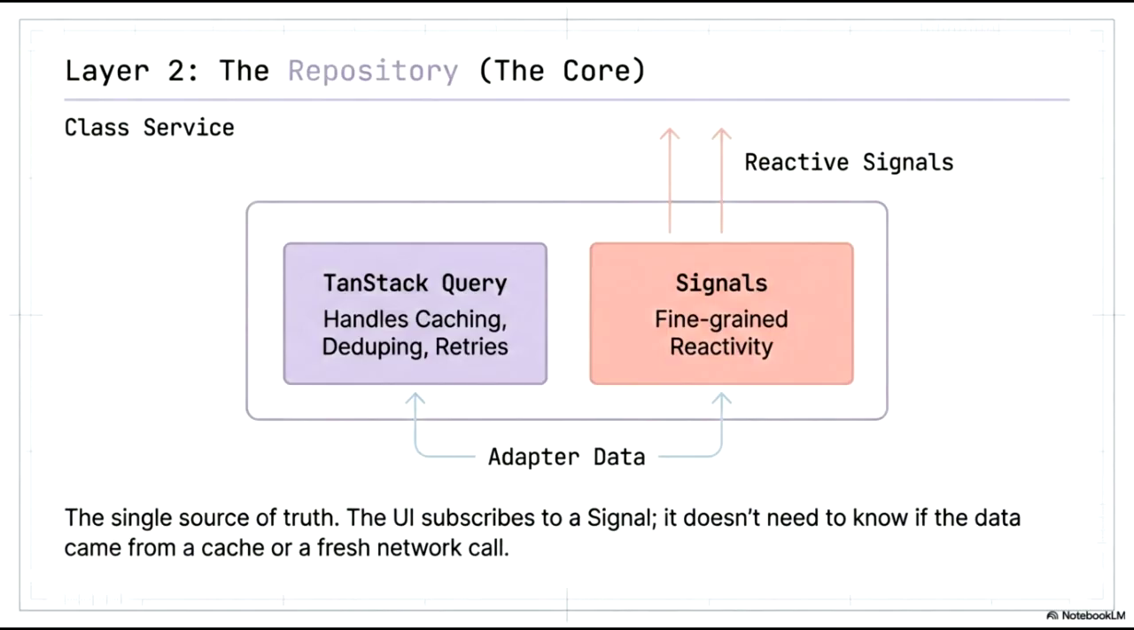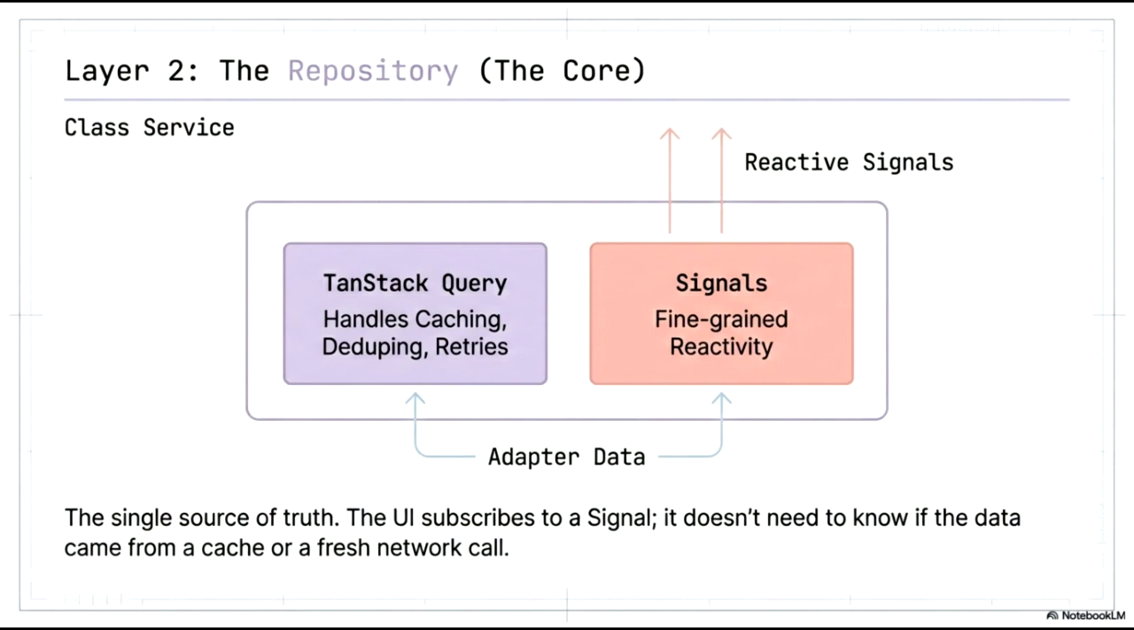Moving into layer 2, we have the repository, which serves as the core of our data management system. Within our class service, we utilize two key technologies working in tandem. First, TanStack Query is responsible for the heavy lifting of data orchestration, handling critical tasks like caching, deduplication, and automatic retries. Alongside it, we use signals to provide fine-grained reactivity. As data flows in from our adapters, it is processed through these systems to output reactive signals.